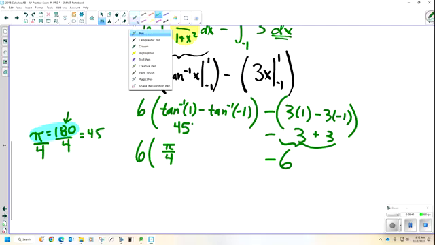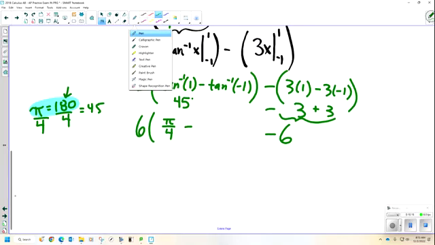Here we go. So minus, all right, now what's the tan of -1? This is where it helps to know your graph of tangent. You could use the unit circle, but I like using the graph of tangent slightly better.